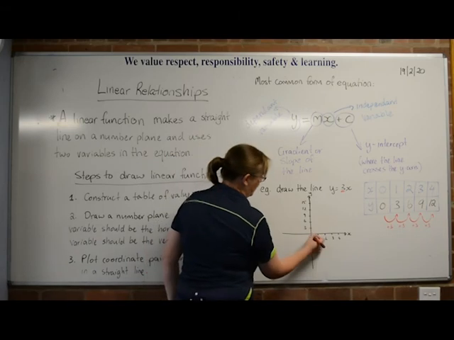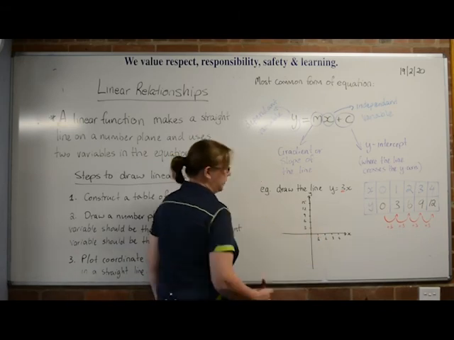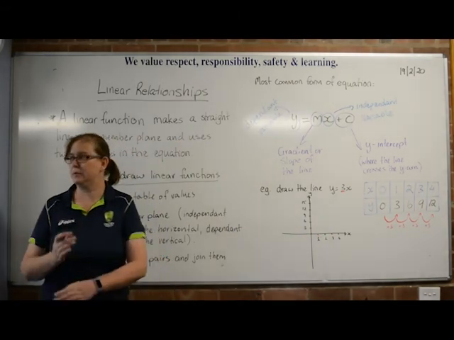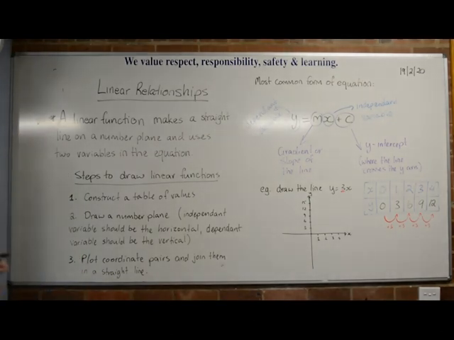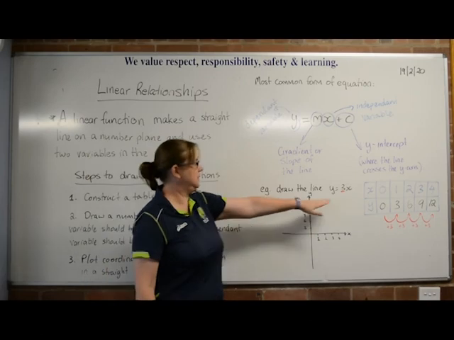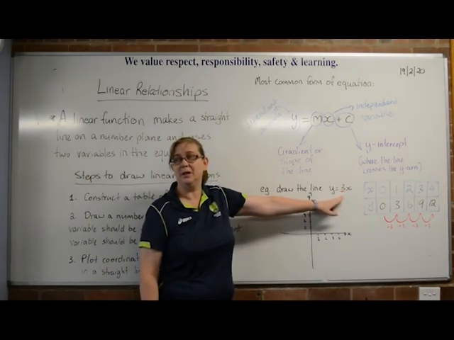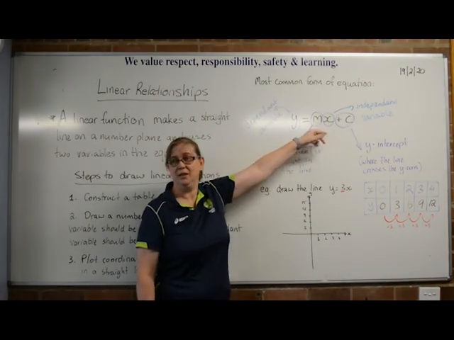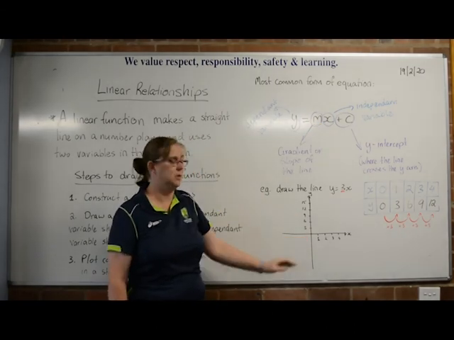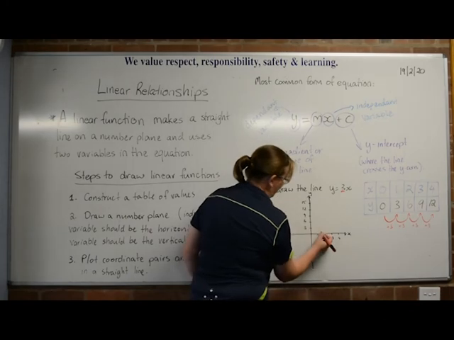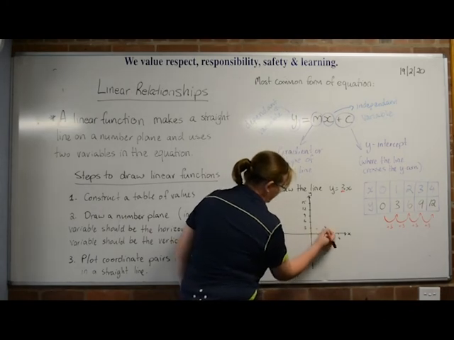So 0, 0. That is the point of origin. That is where the two axes cross over. Because if you'll notice in our equation, there's no plus c part. If there's no plus c part, it goes through where the two axes cross. Okay? And then I just plot the rest of my points.